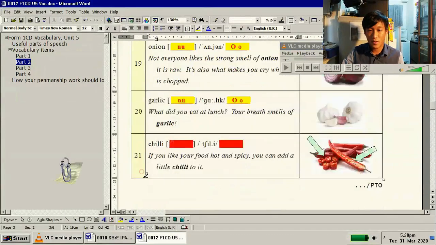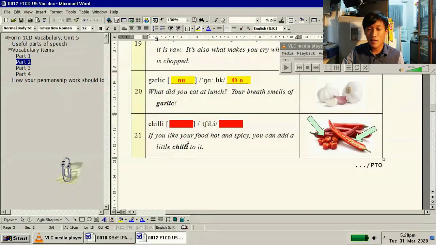Next one. Add a little of this thing to it. So "a little" and then uncountable now. If it is countable, there should be an s, and then we should use "a few", not "a little". It is one of the grammar items in this unit. Uncountable now. Stress pattern is the same. I think you should be very good at this now if you follow.